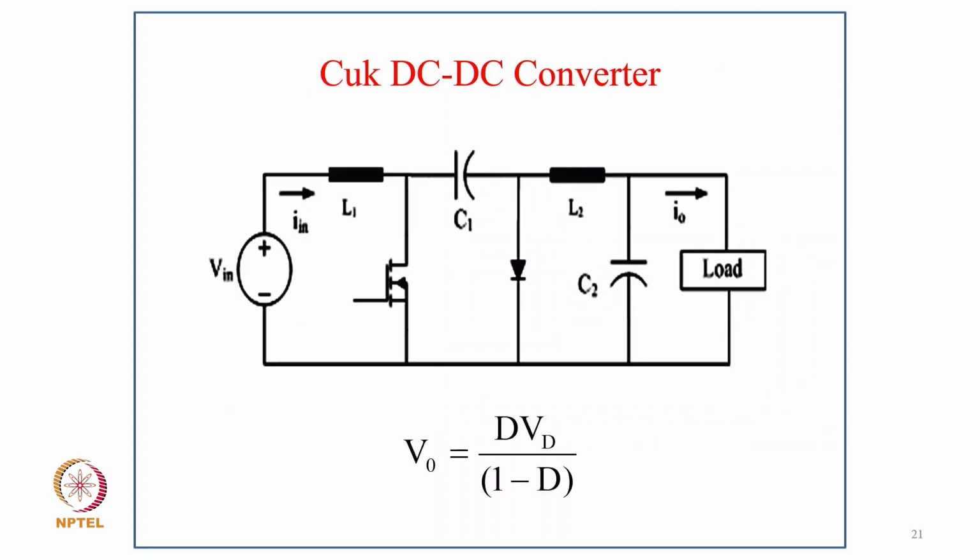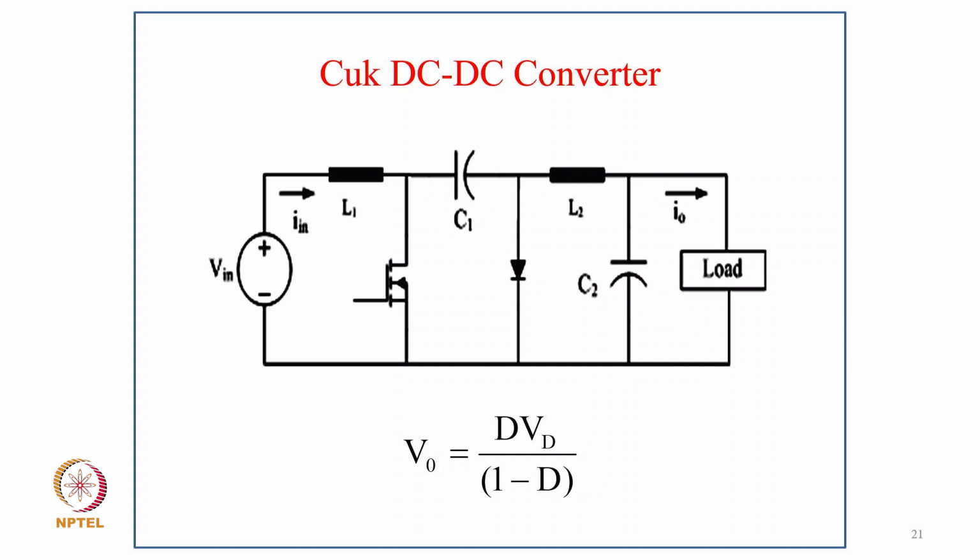Then the Cuk converter, it was invented by Slobodan Cuk, and in this case also, of course, we use two inductors. We have a supply voltage followed by an inductor, then the device, then the capacitor, diode, and inductor, and the output capacitor across the load. So the output voltage becomes VO equal to D Vd upon 1 minus D.